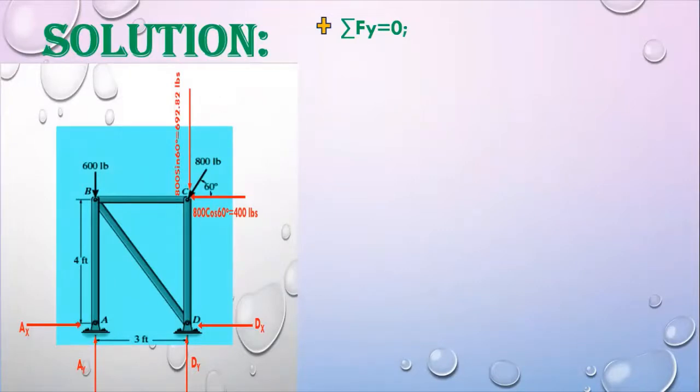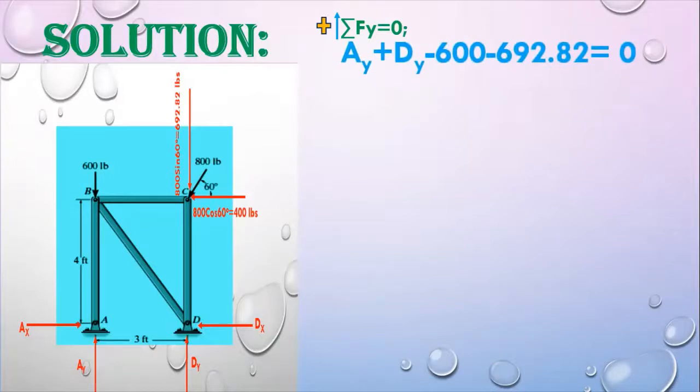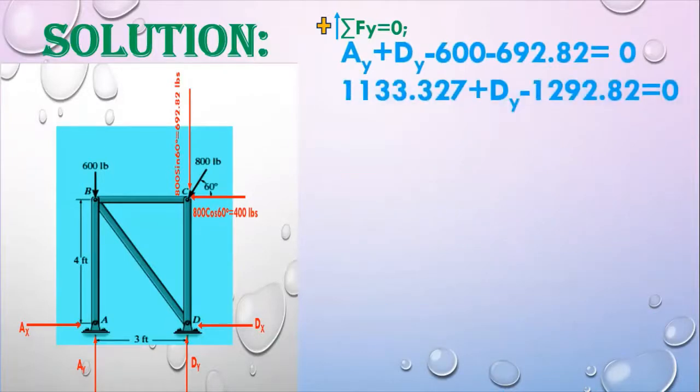So what we have to do, we have to calculate DY and DX because we did not calculate them. We have calculated AX and AY. If you want to calculate DX and DY by the joint method, you can, but I am going to sum up all the vertical forces here. You can see here, how many vertical forces are here? AY plus DY minus 600 minus 692.82.